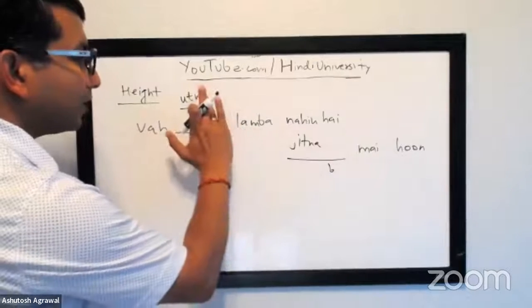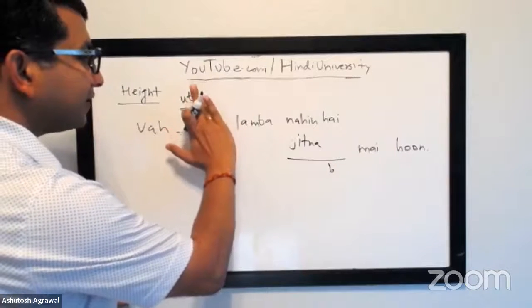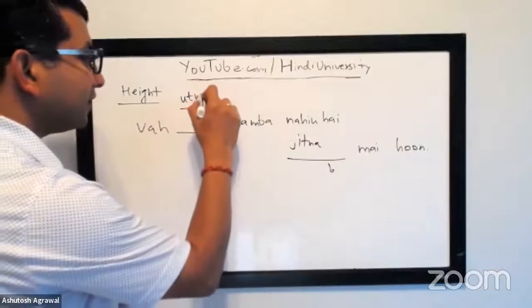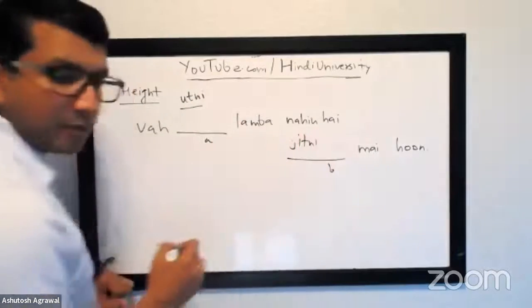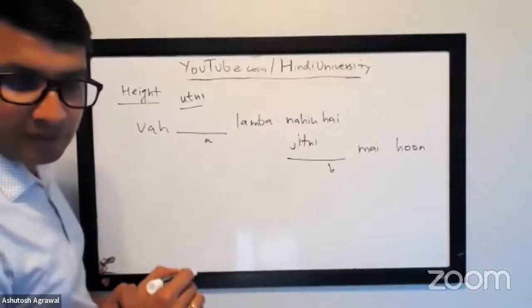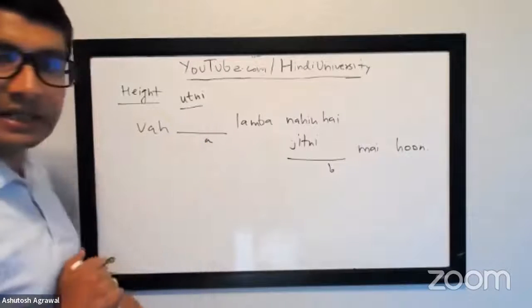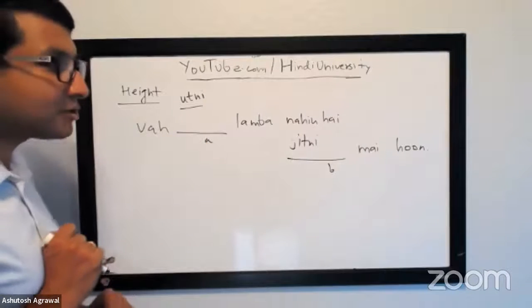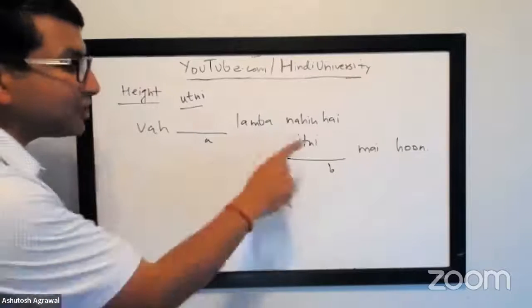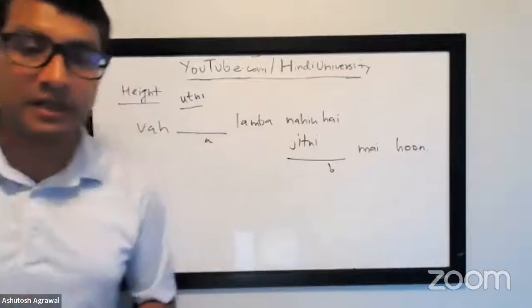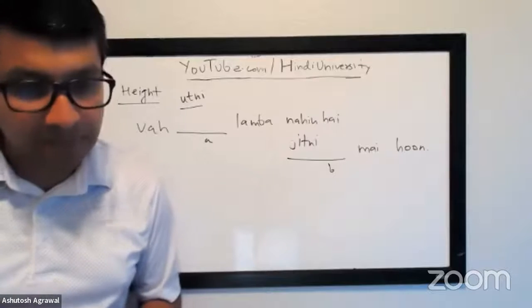If you're talking about, let's say, a girl, in both cases, वह उतनी लंबी नहीं है जितनी मैं हूं. Right? So makes sense, right? वह उतनी लंबी नहीं है जितनी मैं हूं. She is not as tall as I. So you can change it based on whether you're talking about a male or a female there.